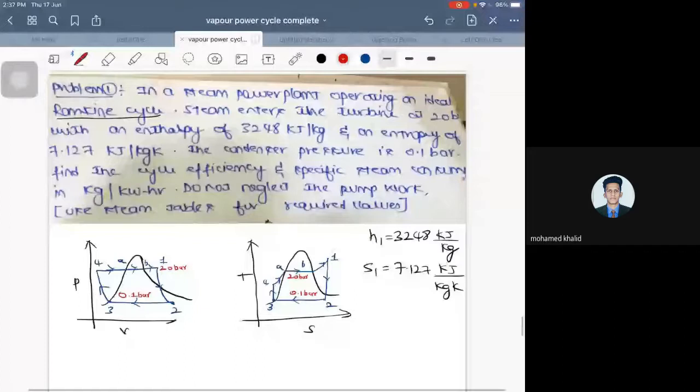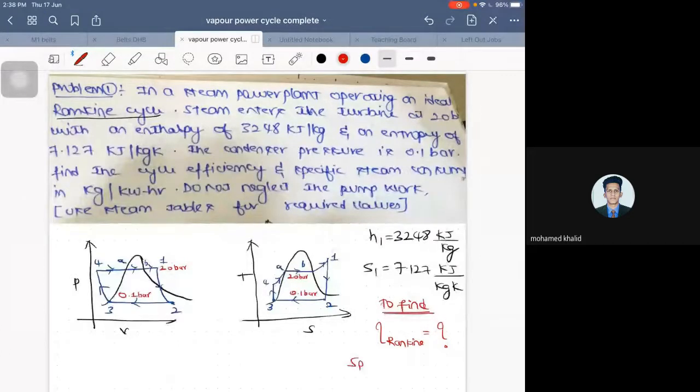Very good. Next. Find the cycle efficiency. So what all he has asked, I will just write down. What we have to find is the cycle efficiency, that is, the efficiency of the Rankine cycle, as you have done for the Brayton cycle. Second, you have to find the specific steam consumption. This is nothing but the mass flow rate of the steam which is flowing.